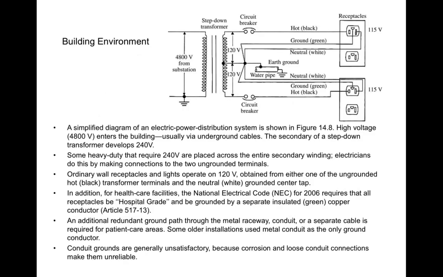So when thinking about design of systems, there are some things that can be done, and there are also some things that are specified by the National Electric Code. So here is just a simplified schematic drawing of a typical electric power distribution system. As a general rule, you have about 4,800 volts that come from the substation and enter into a commercial building, usually via underground cables. And then you have a step-down transformer that typically provides 240 volts.